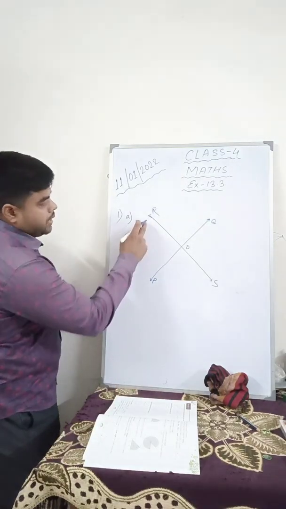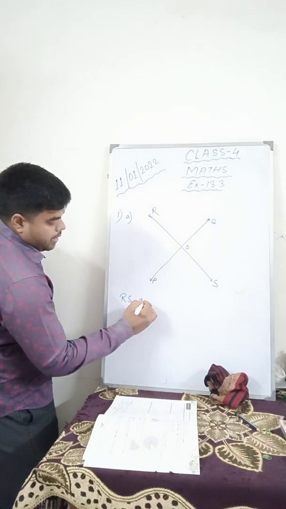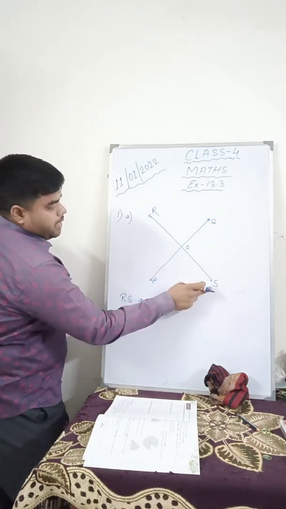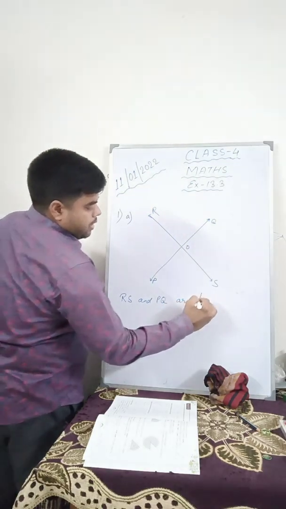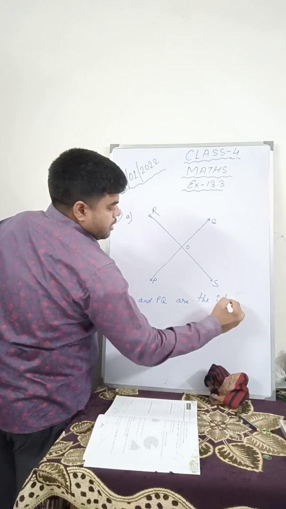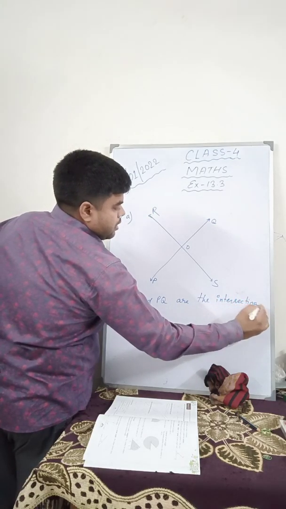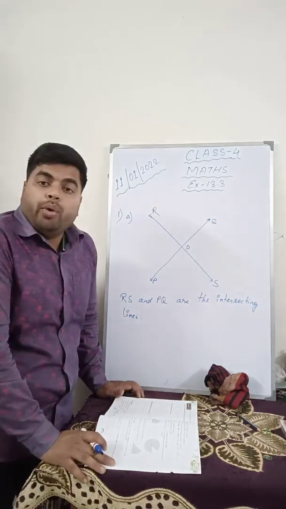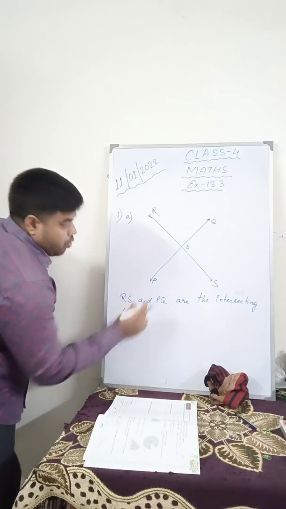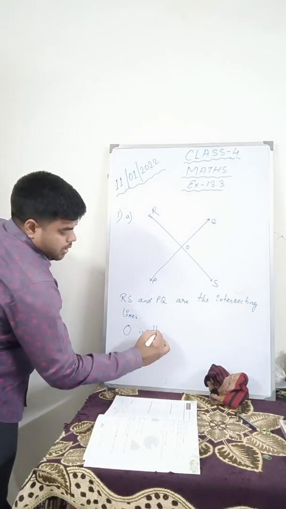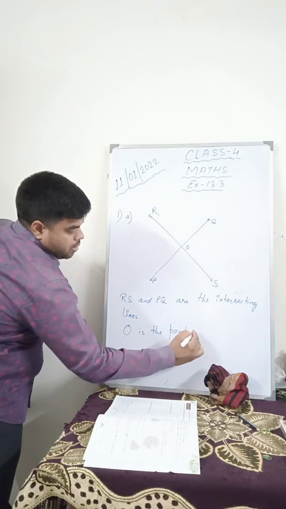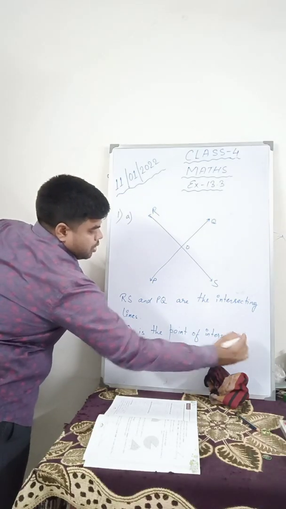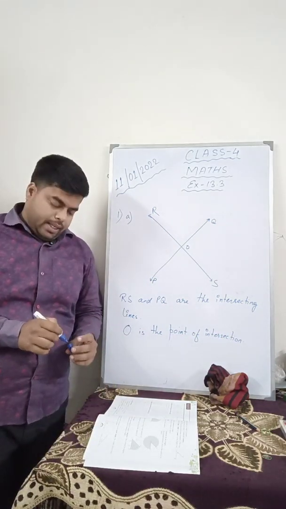So you will write here RS and PQ. So these are the names. RS, PQ are the intersecting lines. This is the first part, and then they have asked you the point of intersection. O is the point of intersection. O is the point of intersection.